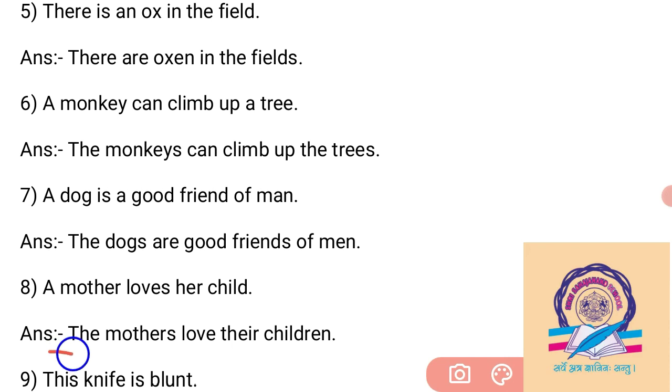So mother changes into mothers. Then we have to remove s or es, like third person singular. A mother is there, so we have to add s or es to a verb. For making plural, we have to remove s, like the s here.